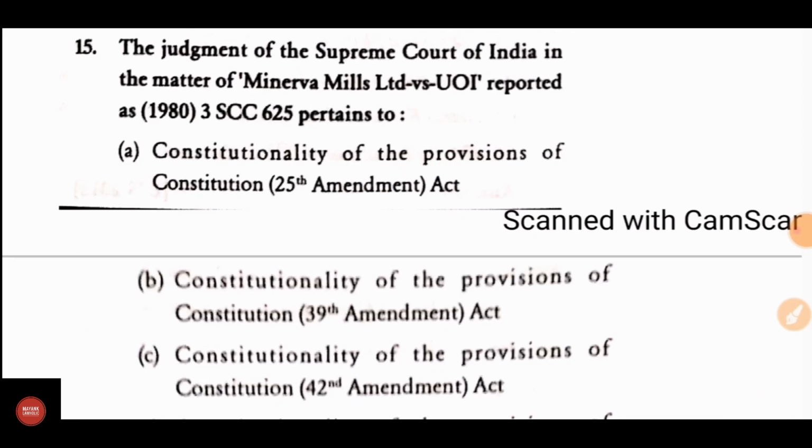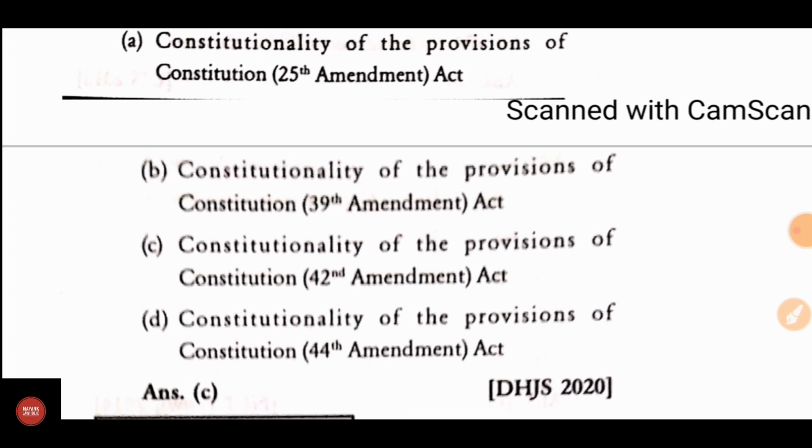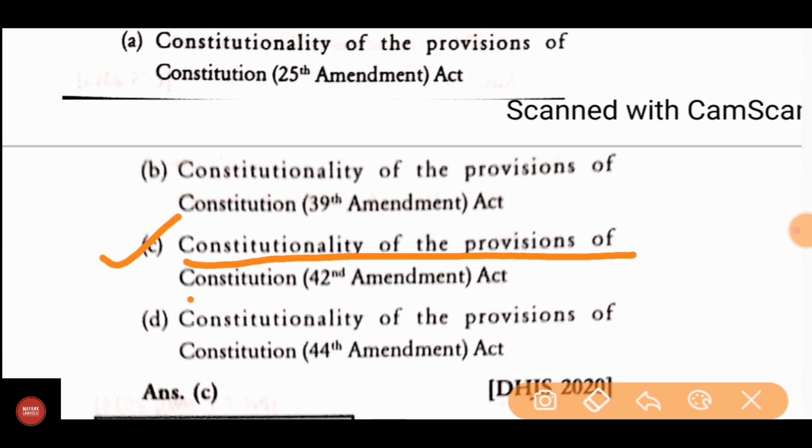Question number 15. The judgment of Supreme Court of India in the matter of Minerva Mills Limited vs. Union of India, reported as 1980, pertains to option A, constitutionality of the provisions of Constitution 25th Amendment Act. Option B, 39th Amendment Act. Option C, 42nd Amendment Act. And option D, 44th Amendment Act. The correct answer is option C, constitutionality of the provisions of Constitution 42nd Amendment Act.